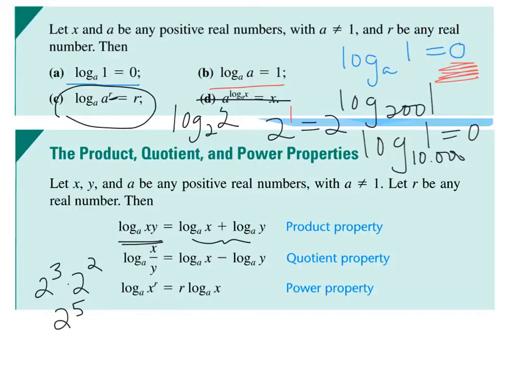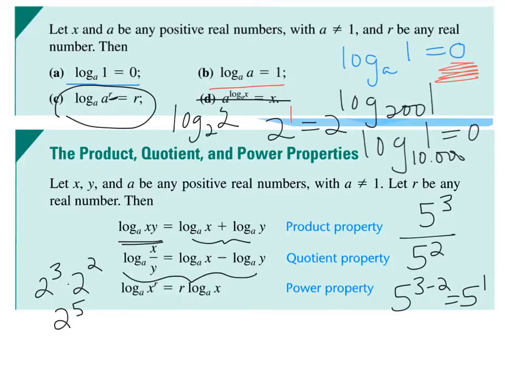And remember your properties of exponents with division. If I have 5 to the 3rd over 5 to the 2nd, sorry about that, we're going to go ahead and subtract the exponents, and that gives us 5 to the first. So it doesn't surprise you then that if you've got a logarithm involving division, you can separate that into subtraction. And finally, this last property is the power property. And this property says if you've got an exponent up there, you can pull that exponent out in front of the log.